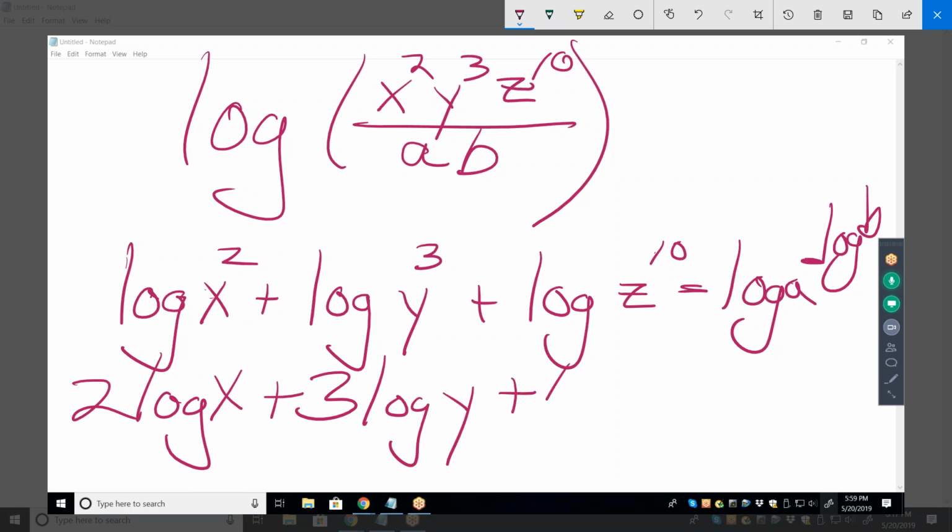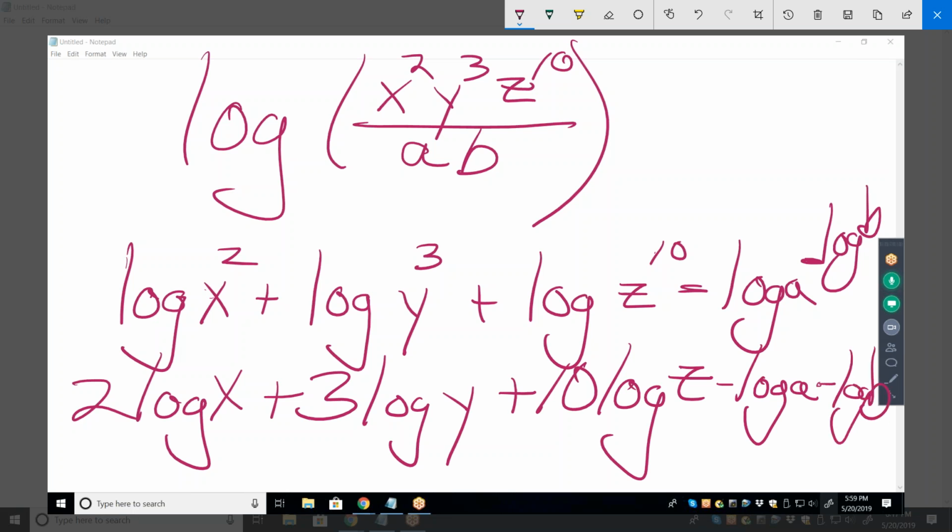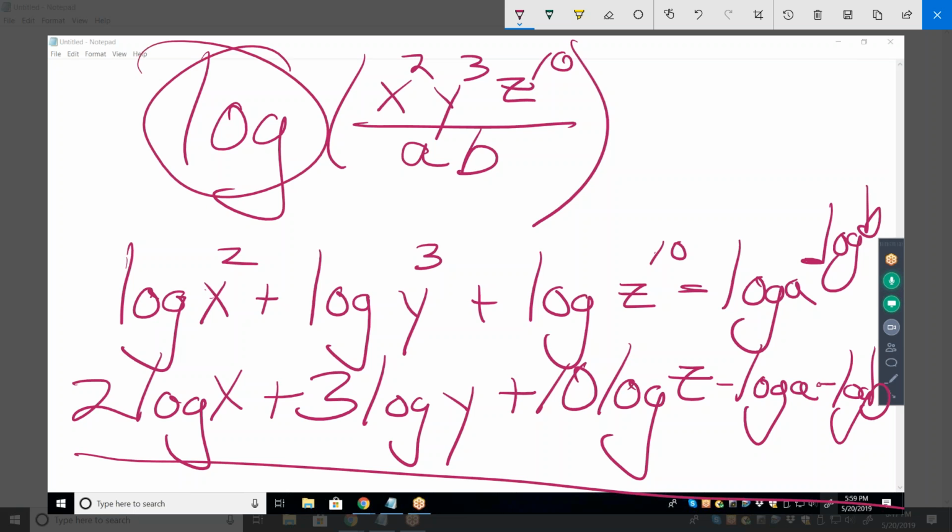This is probably the most valuable of the rules that is used the most frequently in advanced math, being able to bring that exponent down to the algebra line. And there's your expansion. You started with 1 log expression. We ended up with 5 because there's 1, 2, 3, 4, 5 variables in the argument. Okay.